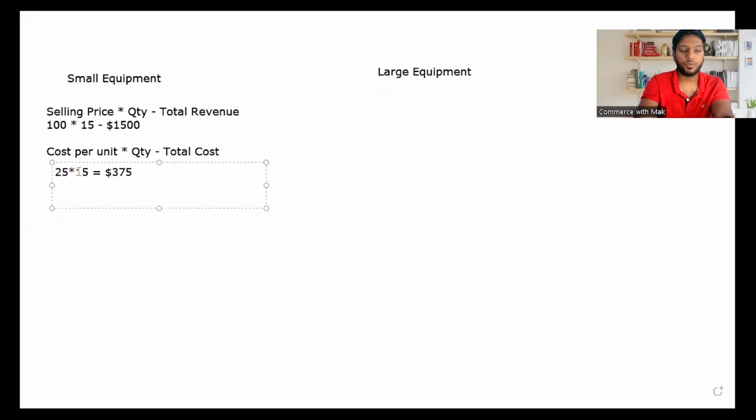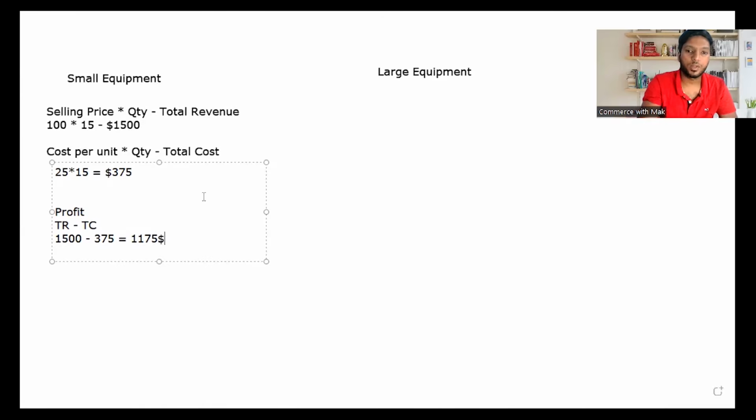And then I'm going to find the profit of the business. So how do I find the profit of the business? I'll take my total revenue and deduct the total cost. So my total revenue is 1,500. My total cost is 375. So I'm making a profit of how much, guys? $1,175 in small equipment. So now I'm going to calculate the large equipment and see how much profit the business is actually making. Let's calculate the large equipment's profit.